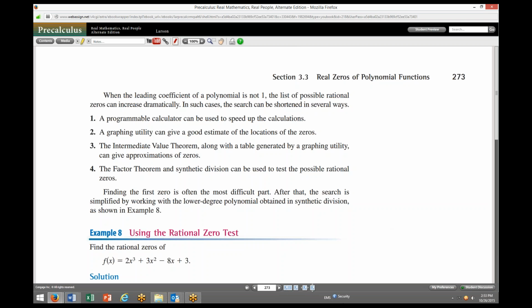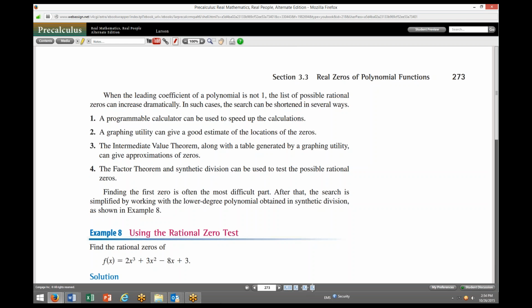Now, this little table right here, these 4 points can be very helpful, particularly number 2 and number 4. We're not getting into the intermediate value theorem, so you can skip 3. And most of you probably don't have a programmable calculator, but 2 and 4 are good points here. Number 2, in helping you find rational zeros and then subsequently finding factors of polynomial functions, graphing them initially in your work, right off, go ahead and graph that thing, can be very, very helpful. It says it can give you a good estimate of locations of the zeros.